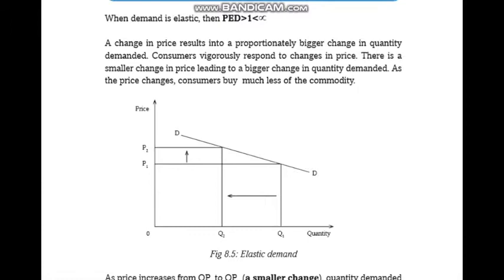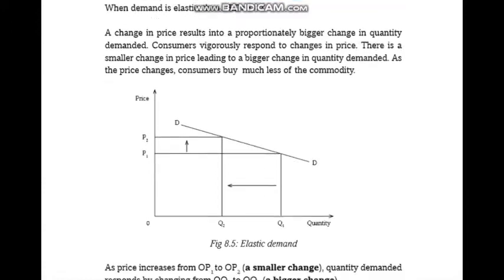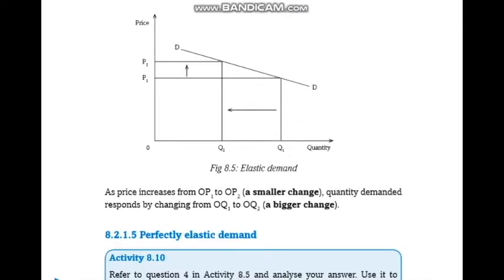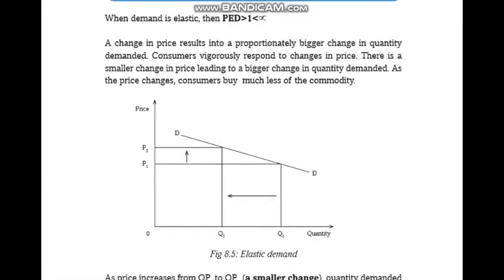Consumers vigorously respond to change in price. A smaller change in price leads to a bigger change in quantity demanded. As the price changes, consumers buy much less of the commodity. That's why it is illustrated here, as you are looking at this graph.